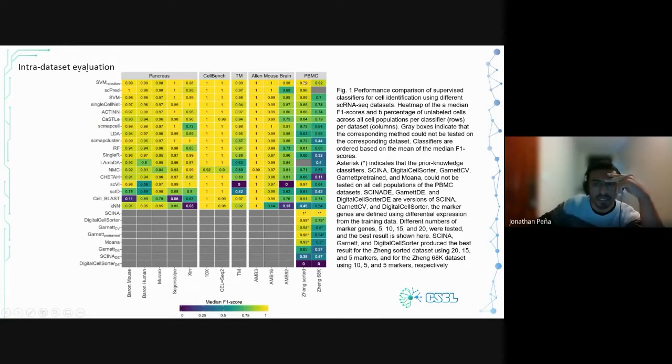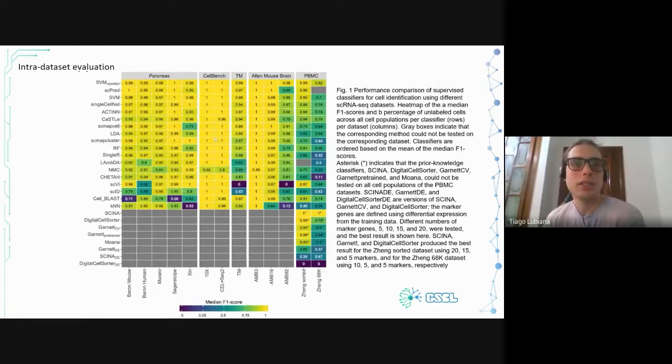But when they analyzed the PBMC datasets, they found that the performance of the majority of the methods was lower in comparison with other tissues like pancreas or lung cancer. Sorry.